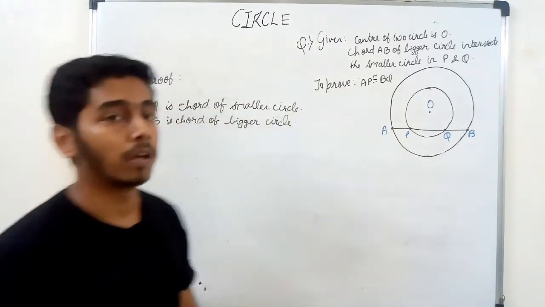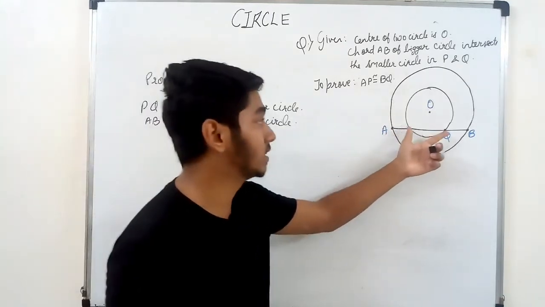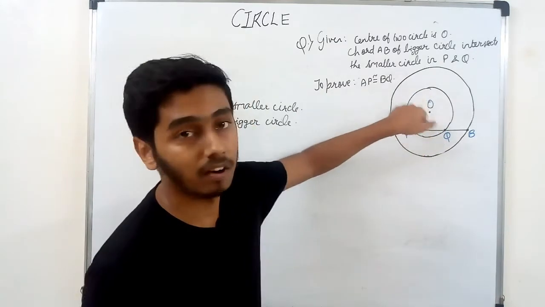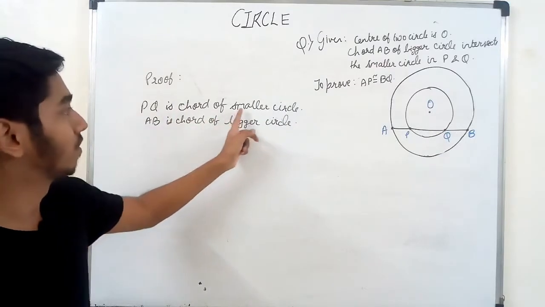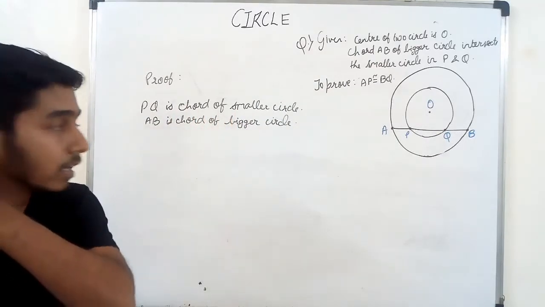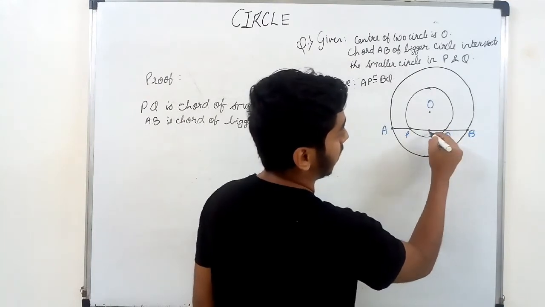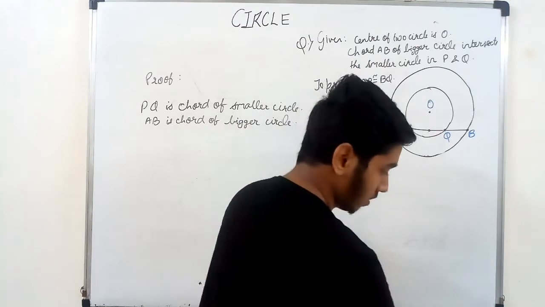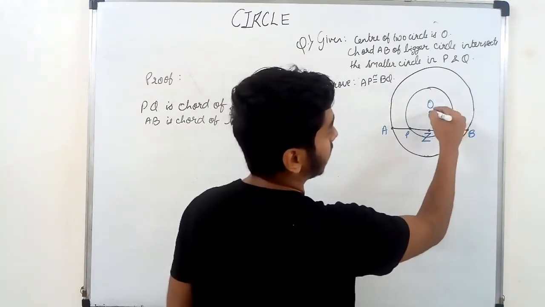Okay. So we are looking at the proof now. It says that, or if you can see from the diagram itself, PQ is the chord of smaller circle, and AB is the chord of bigger circle. Correct. Now we'll take a central point here. Let's say this point is, name it as, let's say, Z. So this point is Z.